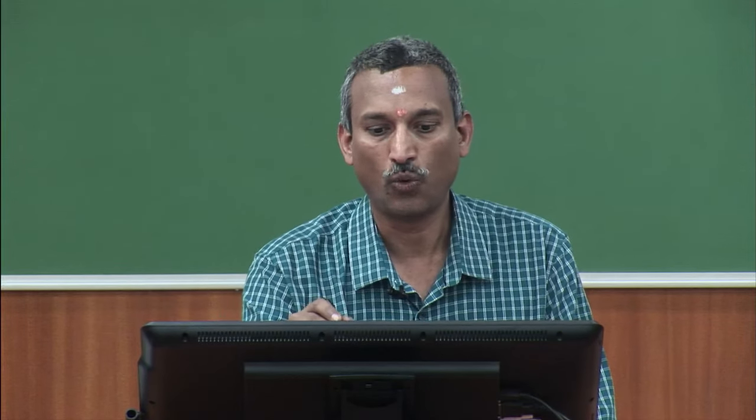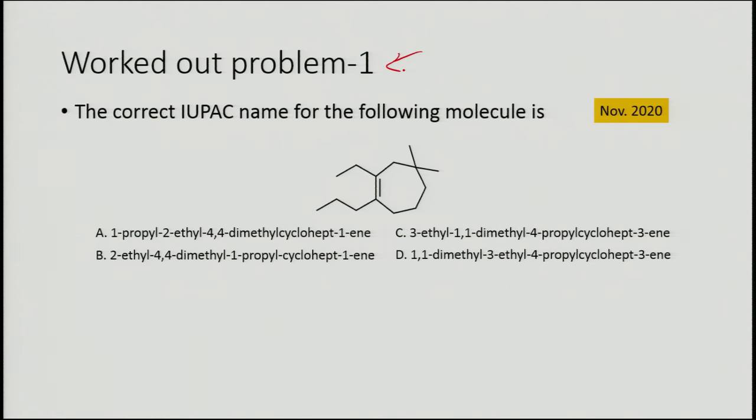So, let us get into the worked out problems. In the first problem, we will be looking at the correct IUPAC nomenclature or the name for the following given molecule. Here 4 answers are given: A, 1-propyl-2-ethyl-4,4-dimethyl-cycloheptane, and B is 2-ethyl-4,4-dimethyl-1-propyl-cycloheptane, and C is 3-ethyl-1,1-dimethyl-4-propyl-cycloheptane, and D is 1,1-dimethyl-3-ethyl-4-propyl-cycloheptane.